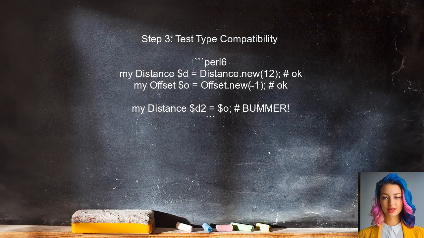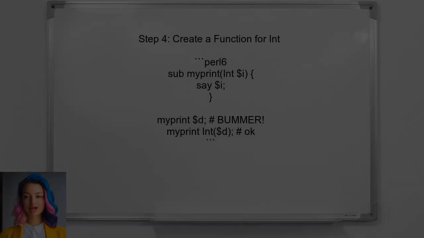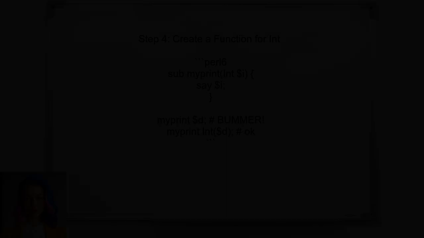Now, the user can test the functionality by creating instances of distance and offset. They should ensure that mixing these types results in an error as intended. Finally, the user can create a function that accepts only int types. This will help demonstrate that distance and offset cannot be passed implicitly, ensuring type safety.